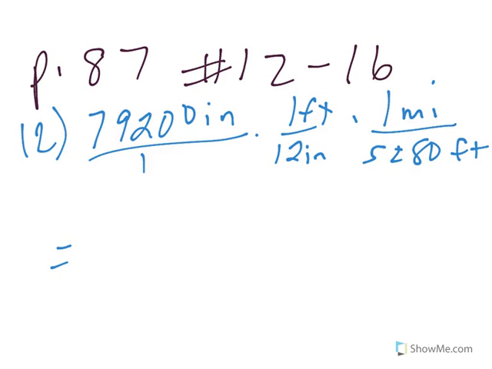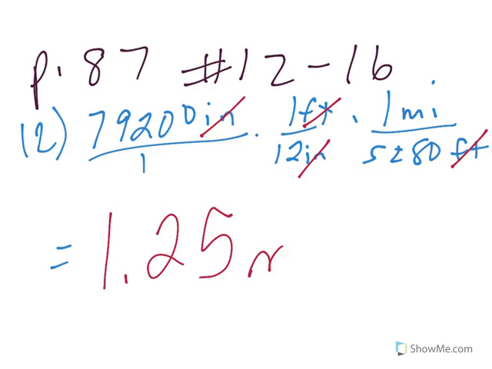Okay, in 12, you start with inches. So to go from inches, we went on the bottom to go to feet. Feet is not where we're ending up. We want to end up in miles. So because I can go 5,280 feet in 1 mile, that's going to put 79,200 on the top and a big number on the bottom. And when you divide them, you should get 1.25 miles.